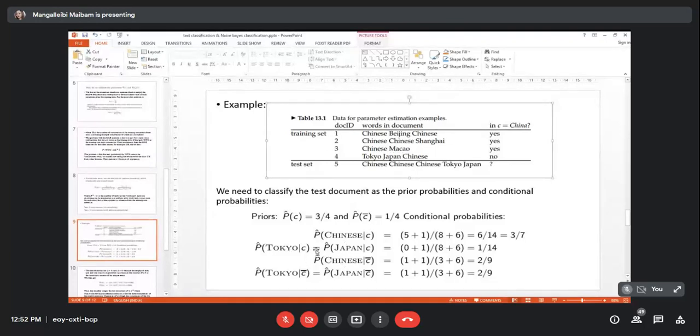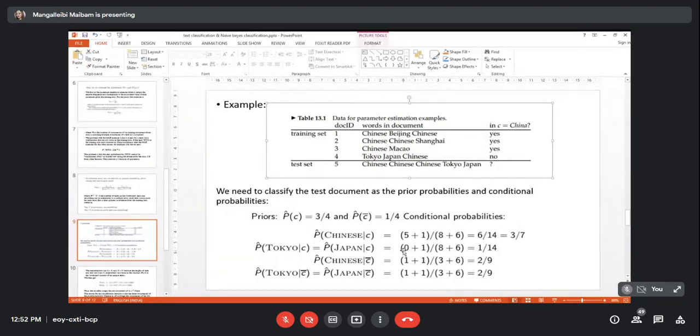Let us see Tokyo or Japan in China class. So what is the term frequency in China class for Tokyo and Japan? 0, because it is not there in China class.